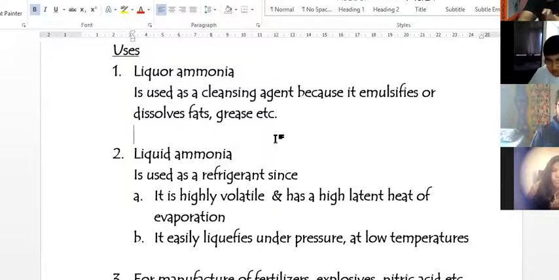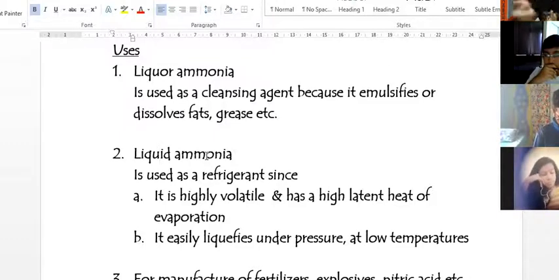The difference between liquor and liquid ammonia should be very clear to you. Liquor ammonia is ammonia gas dissolved in water, and liquid ammonia is ammonia gas which, under high pressure and low temperature, gets converted from its gaseous state to its liquid state. So nothing but liquefied ammonia. Ammonia gas directly being liquefied into a liquid is liquid ammonia, and liquor ammonia is ammonia gas passed into water making ammonia solution, right?